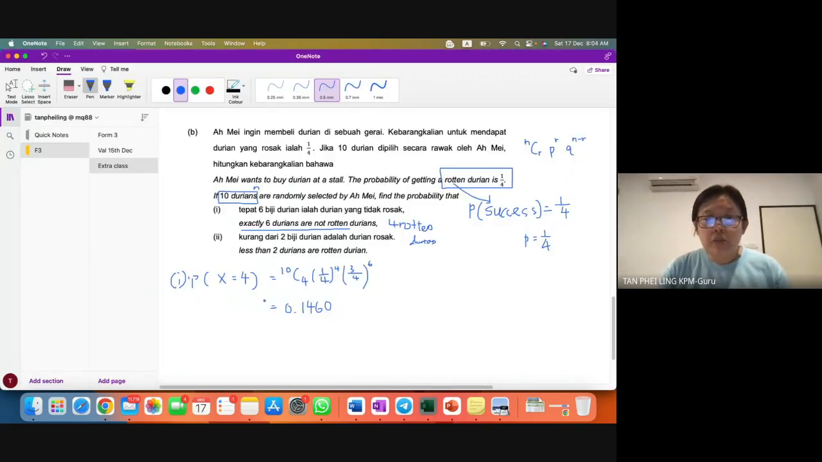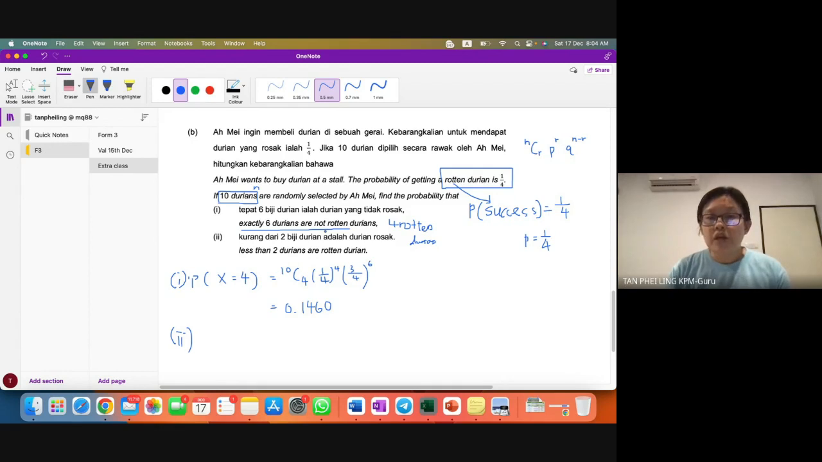Part B. They want less than 2 durians are rotten. So rotten will be our situation. Remember, when you solve this, define your event, what you want to look at, because the question will always try to confuse you by giving you the other side's info. Let's say they give you rotten, then here they ask you for not rotten. So you need to be clear what you are searching for.